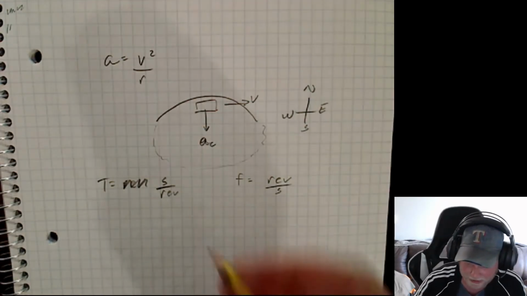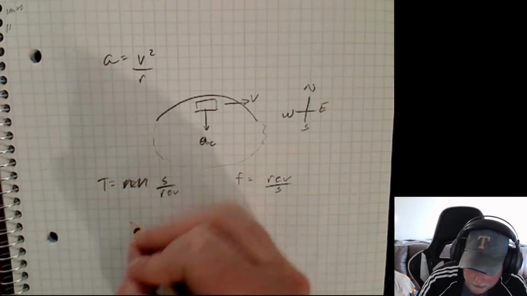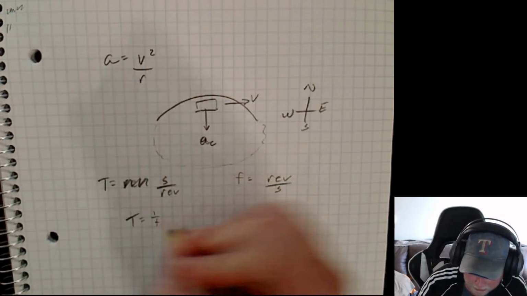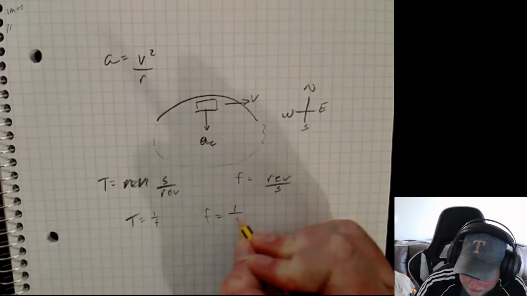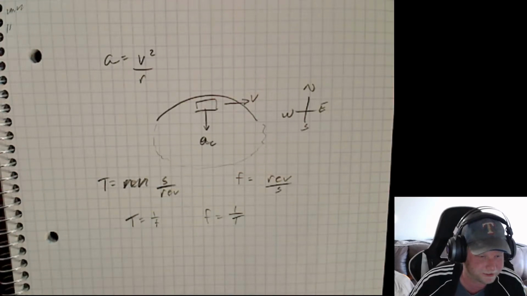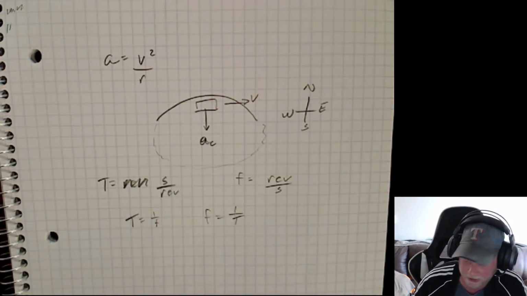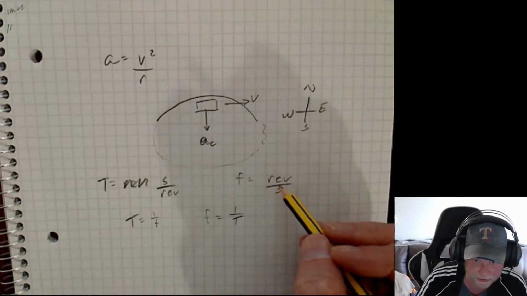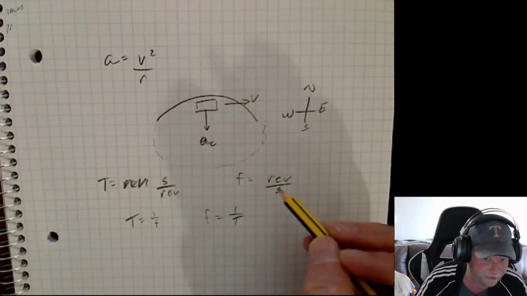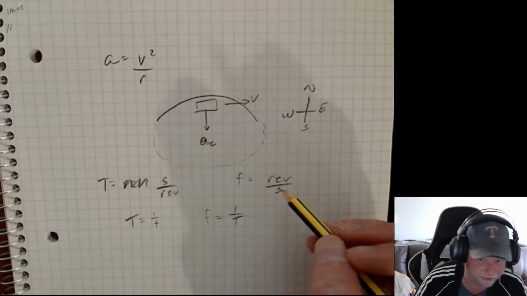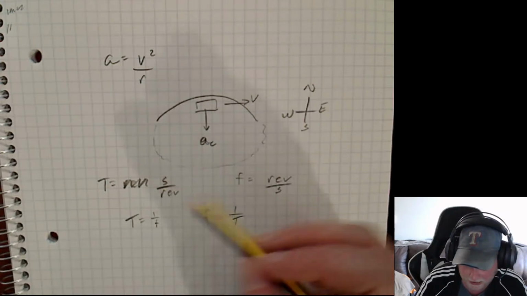And again, same thing still applies. Your period is 1 over your frequency, and your frequency is 1 over your period. So they're still inversely related. Your frequency is still going to be measured in hertz for now. Eventually we'll get to another unit, but for now it's still in hertz, and your period is still going to be in seconds.